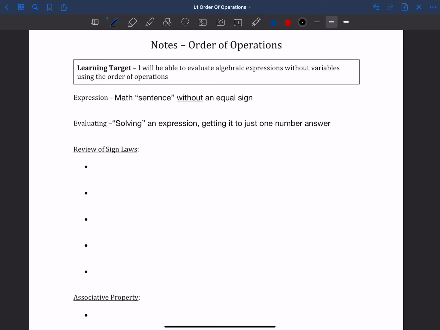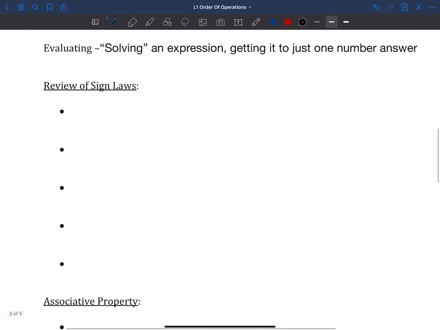And then we're talking about evaluating. It's kind of like solving an expression, getting it down to just a single number answer, right? So that's really what we're trying to do here, we're just trying to simplify these things so that they just come out as a number, right? So we're going to review some sign laws real quick. Let me zoom in a bit.